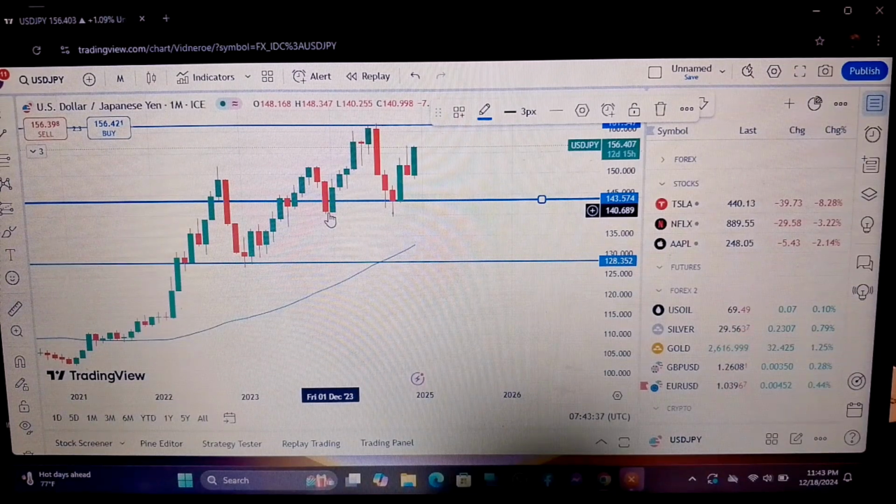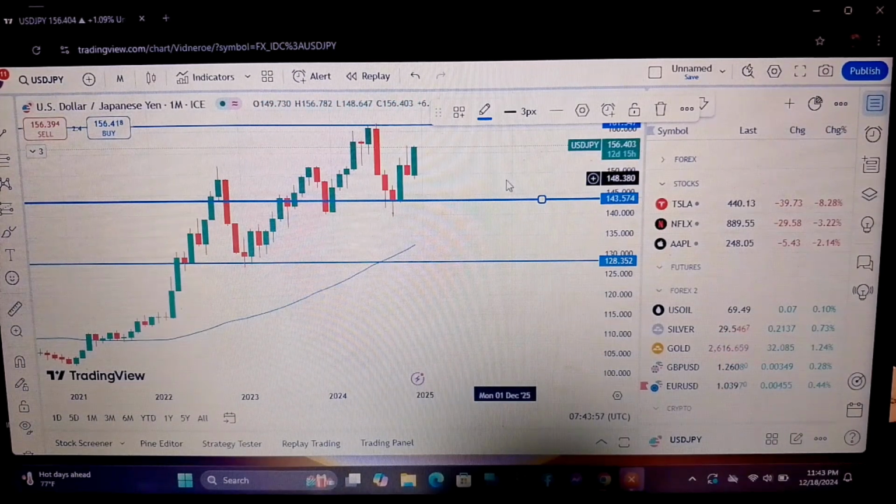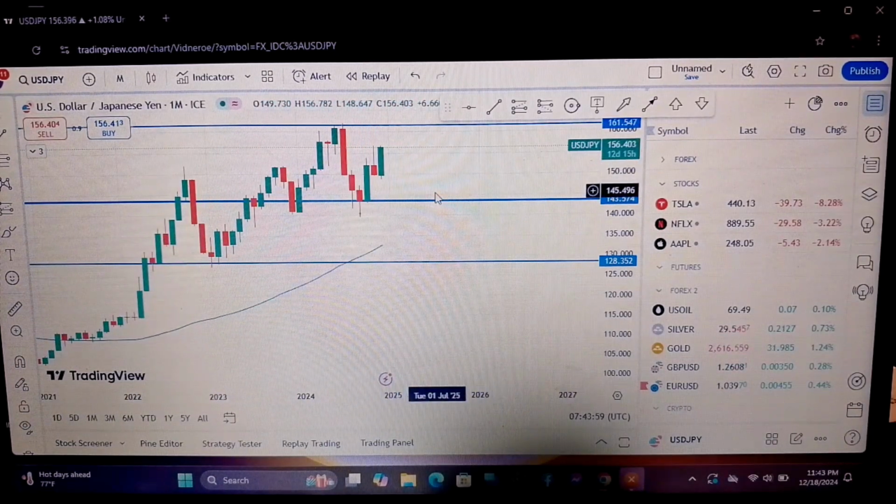So with this, I can tell you that we are in a bullish trend, because one of the characteristics of a bullish trend is higher highs and higher lows. That is how you know that the market is in a bullish trend. So where I'm expecting the price to come is at this particular point. I'm expecting the price to come to this particular line, which is 161.547. So this is where I'm expecting the price to come right now.